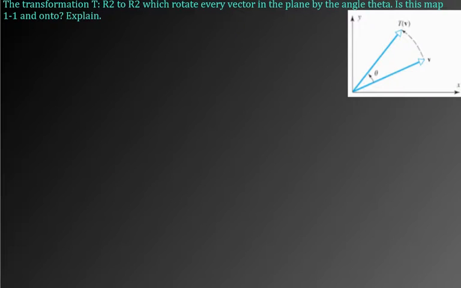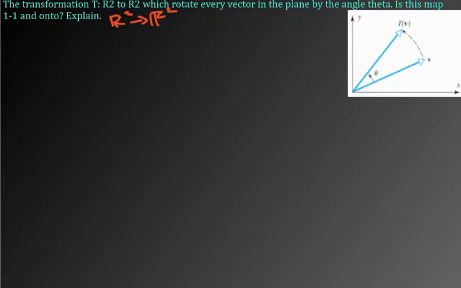All right, just going to do probably one more problem in this video. So this transformation T was supposed to be superscripted. Imagine that says R2 to R2. It's just the rotation transformation, so it just rotates every vector in the plane by an angle theta. And the question is, is this map one-to-one and onto?